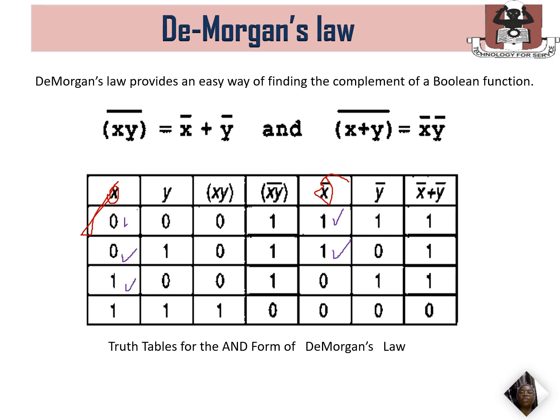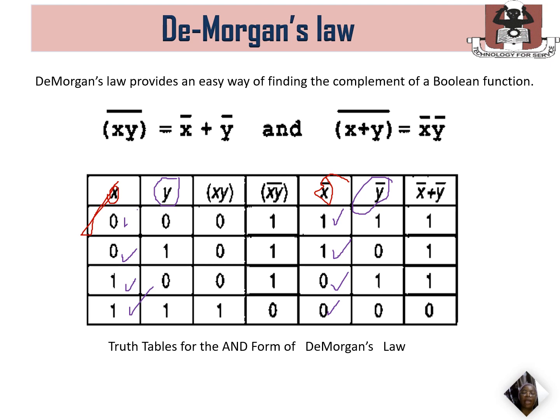Not x will give you what? A 0. Then here we have 1. Not x will give you also a 0. The same way, this is a y, and not y will give you the opposite of y. So like we said, in AND, AND shows the product of these identities.